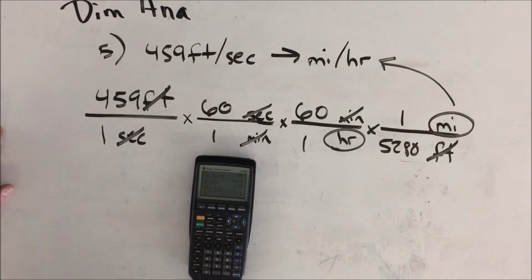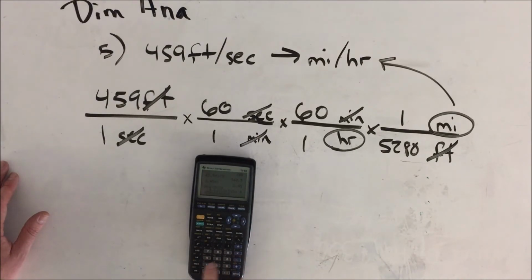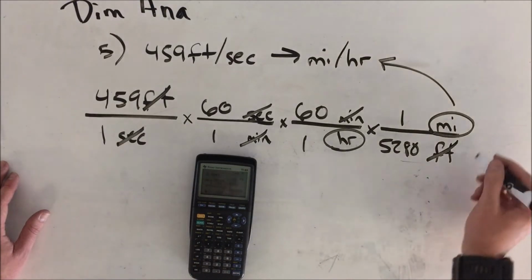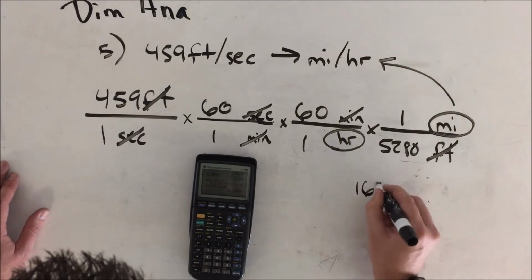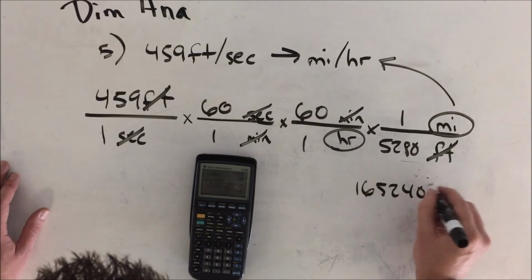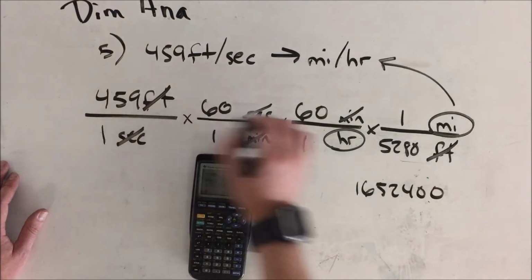I'm going to go ahead and calculate that out. 459 times 60 times 60 times 1. And I get an answer. Technically that answer is 1652400. That's my answer A for the top part.